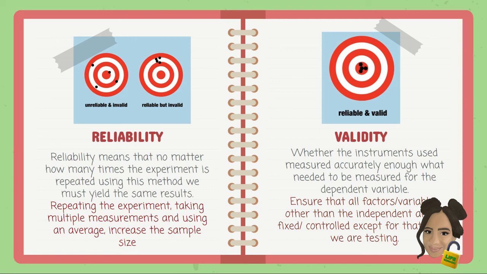We can improve reliability by repeating the experiment, taking multiple measurements and using an average, or increasing the sample size. We can improve validity by ensuring that all factors or variables other than the independent variable are all fixed or controlled, except for that which we are testing.